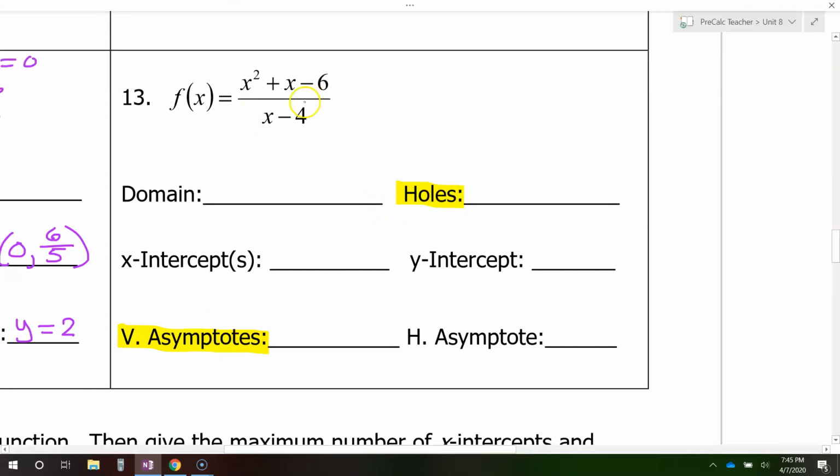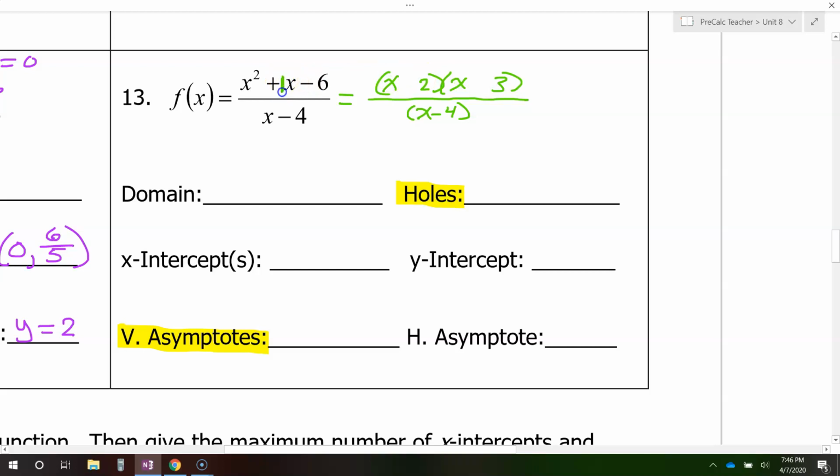In order to see whether or not there are any holes, I really should factor the numerator. So in the denominator, I have x minus 4. I'm going to factor the numerator because I'm betting it does factor. x squared, of course, is x times x. 6 could either be 6 times 1 or 2 times 3.